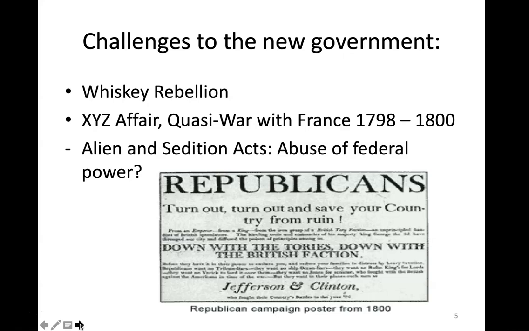So what you're going to see here is a challenge to this republic, a republican form of government where, in principle, the people rule themselves. What happens, however, when they have to deal with challenges, not as a monarchy or, let's say, an emperor system, but as a republic? So the first one we'll talk about is something called the Whiskey Rebellion.